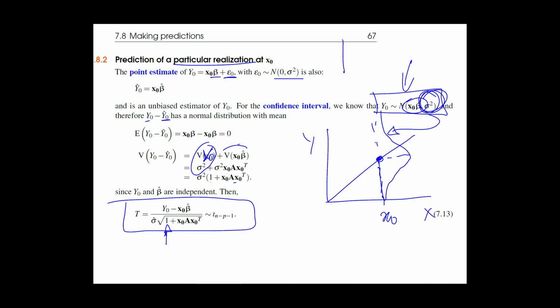Before, we predicted this value on the line, so E of y given x naught. And then let's say near this point, you're going to draw the particular value, which let's say is this one. And this one has an extra variance of sigma squared. So that's why it appears here in the 1 plus.